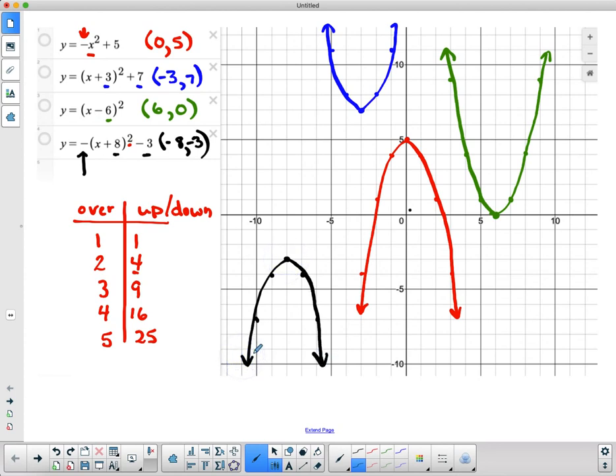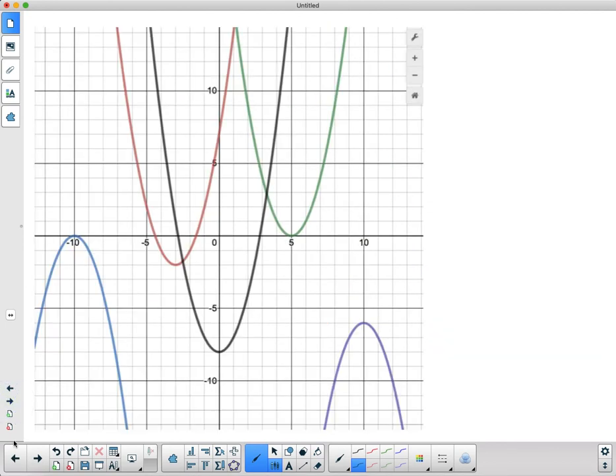Now something else that I might ask you to do is, if I give you a parabola, I might ask you to give me the equation. So you need to remember that the equations are always written in this form. Y equals, and then there are brackets if it's shifted left or right, and we have a squared. And then whatever it's up or down goes on the end of it. And there's always an x at the beginning. So let's have a quick look at some of these ones here.